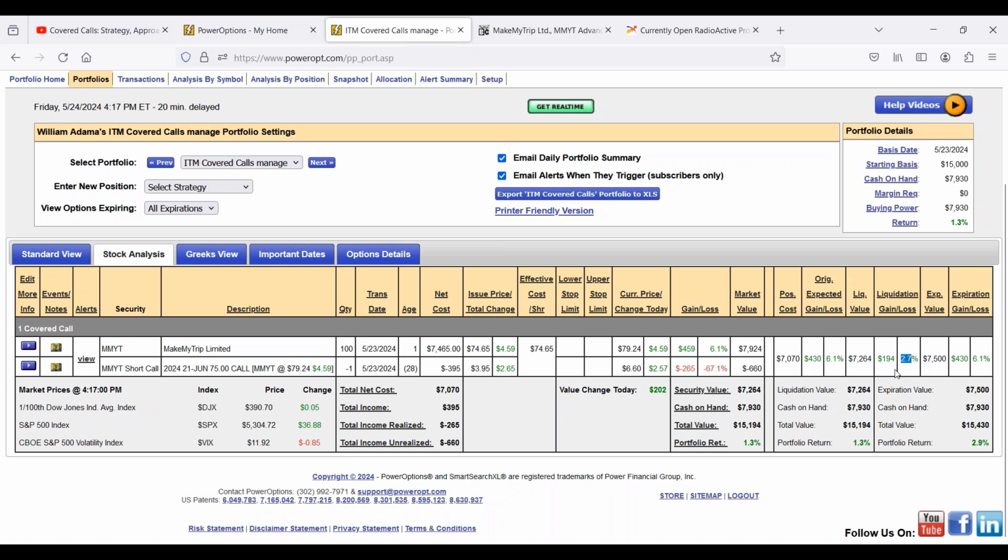I expected a 6.1% return if assigned. And now I'm at a 2.7% if I liquidate, and if I hold it for 28 days, I'll make 6.7%, another 3.4%. My apologies. Math is hard on Fridays. 3.4% extra return if I leave it to expiration.